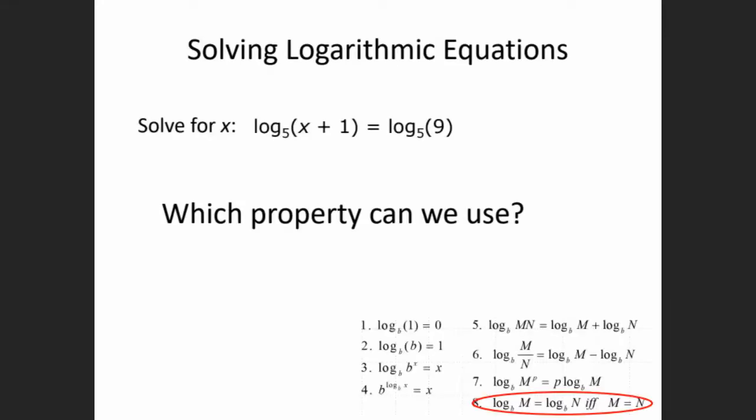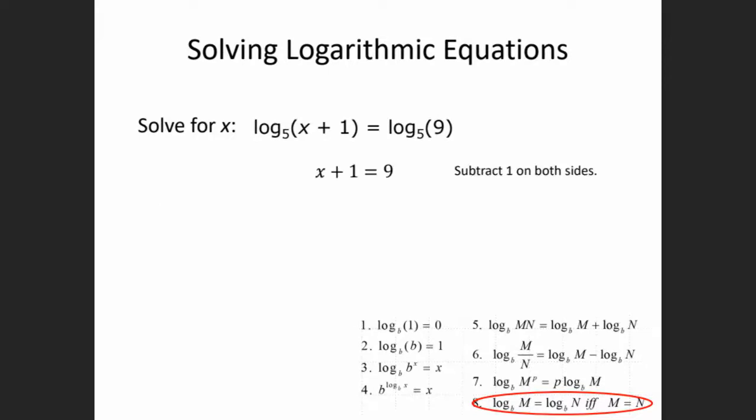I'm getting ahead of myself. So it's the one-to-one property, and I'm going to set the inputs equal to each other. The x plus 1 is equal to 9. So solving for x, I'm going to subtract 1 on both sides. So x is going to be equal to 8. So again, our one-to-one property, I love it, will always come to my rescue to solve log or exponential equations.